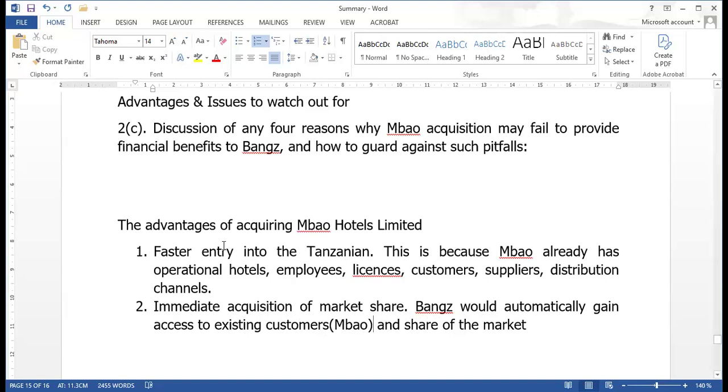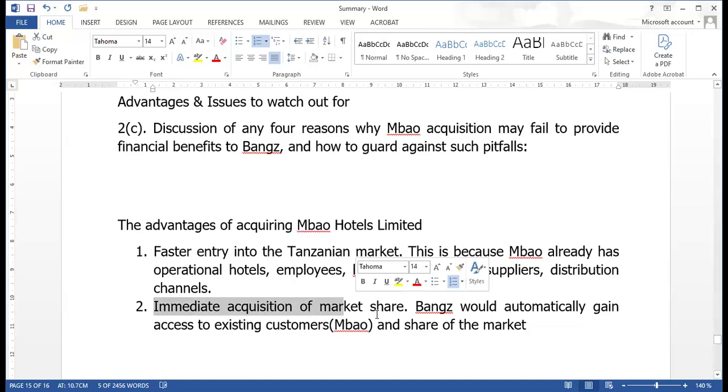Don't confuse this first point with this. First point is about faster entry into the Tanzanian market. Faster entry means you have the hotels, you have the employees, you have the license, you have the customers, you have the suppliers. So here you are talking about too many things. But here our focus is on the market. Customers are already there. It means that in the market, people know you exist.